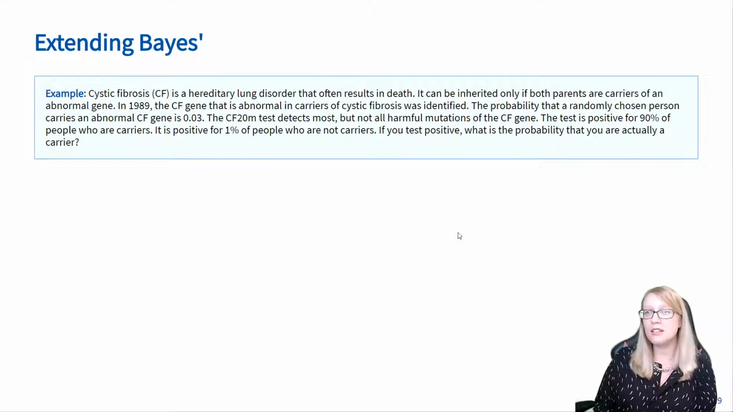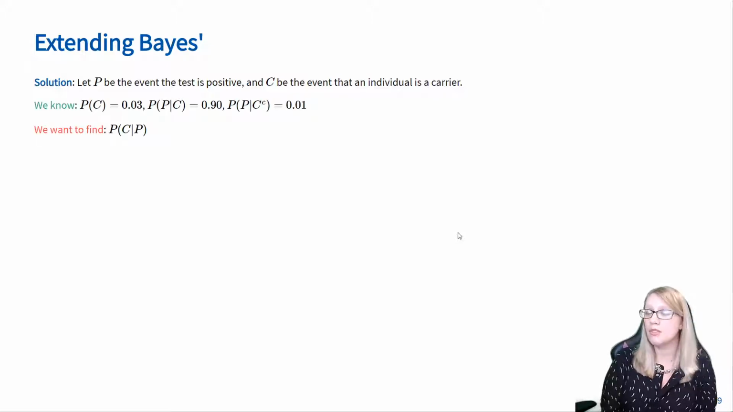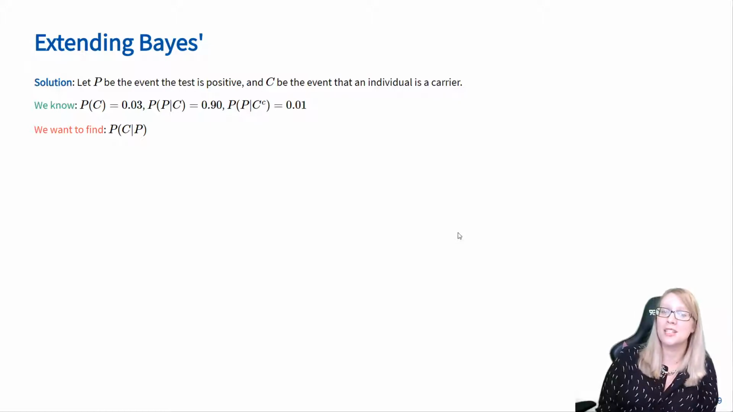So if you test positive, what's the probability that you are actually a carrier of the gene? So I'm going to let P be the event that the test is positive, C be the event that the individual is a carrier. We know that the probability of C is 0.03. The probability of a positive test given C is 0.9. The probability of a positive test given not C is 0.01. We want to find the probability that you are a carrier given that you are positive.